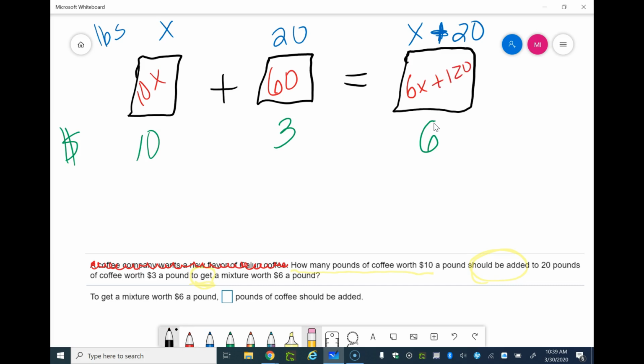So this is what our equation looks like. 10X plus 60 is equal to 6X plus 120. I'm sorry, we already multiplied together. I'm supposed to be just copying it down. Sorry. Let's backtrack.